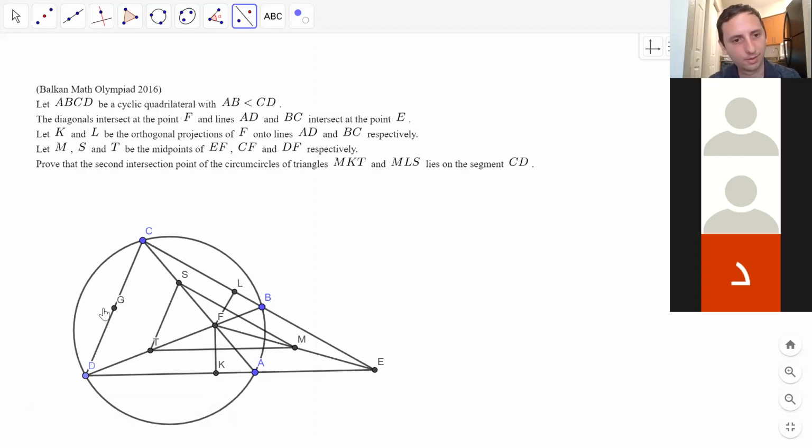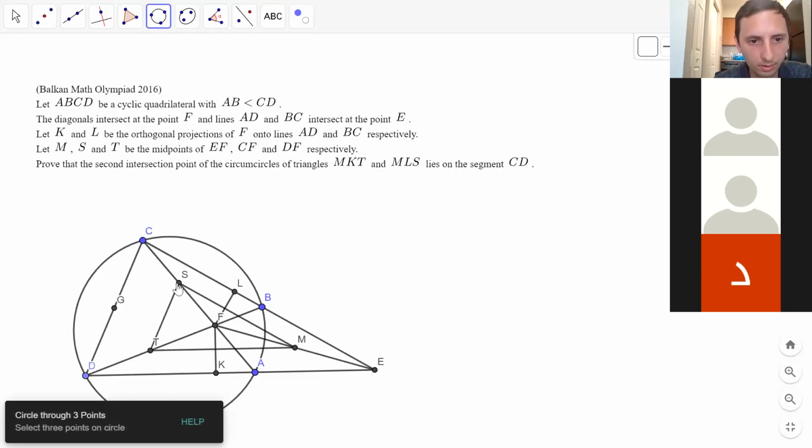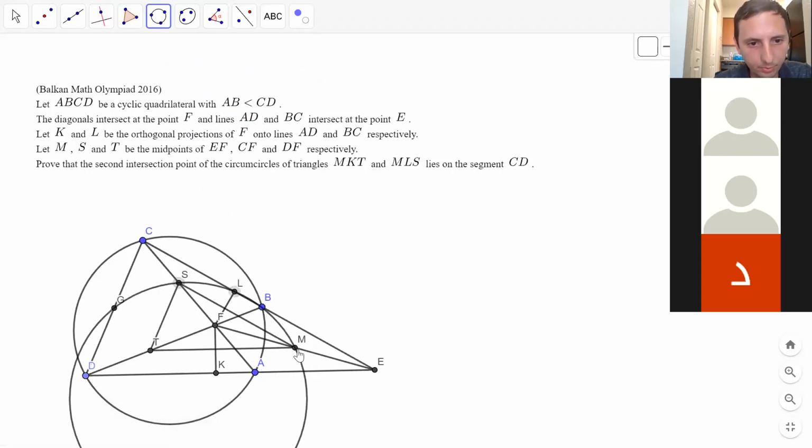Mm-hmm. So we're going to prove that G, S, L, and M is cyclic. But S, L, M and the midpoint of CE is cyclic. That's the Euler circle, the 9-point circle. All right. So SLM, that's the 9-point circle of triangle FCE, right? Yeah.